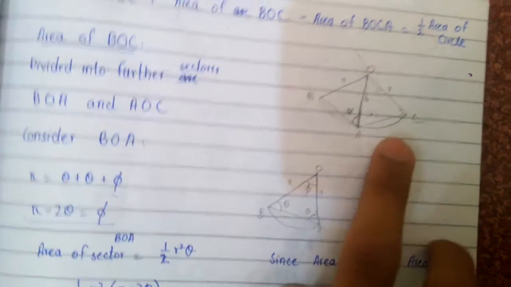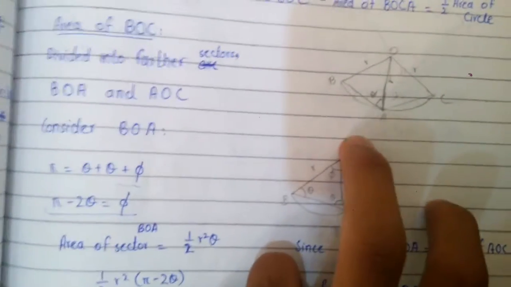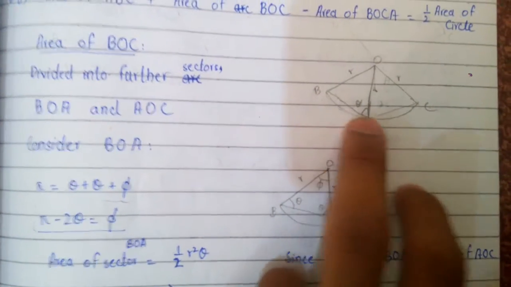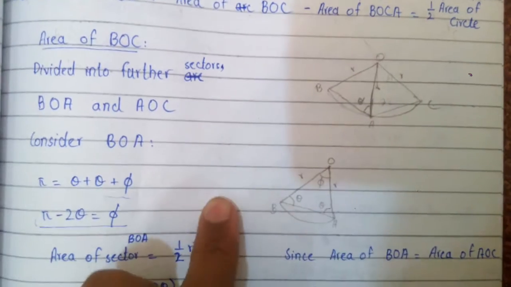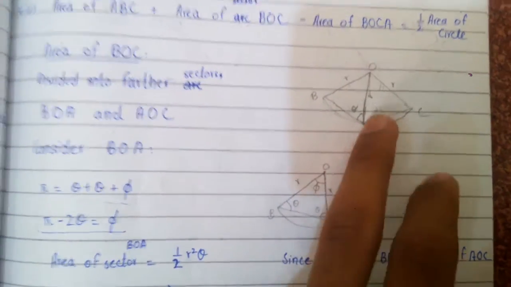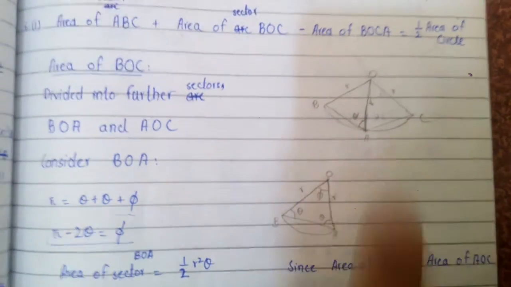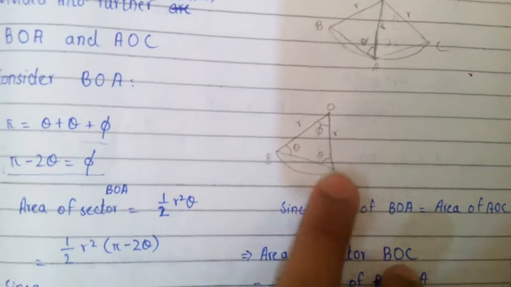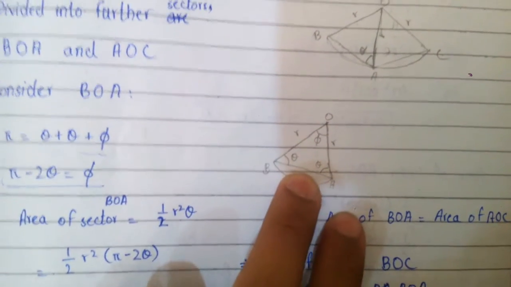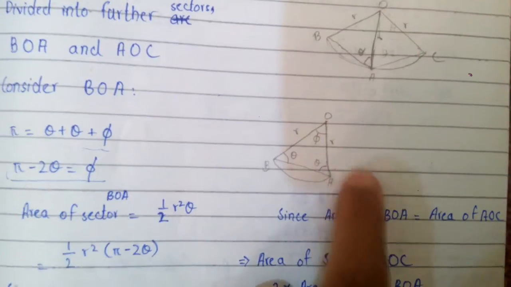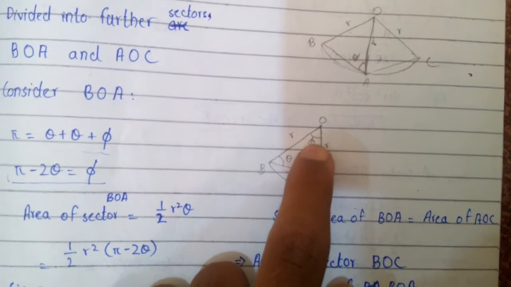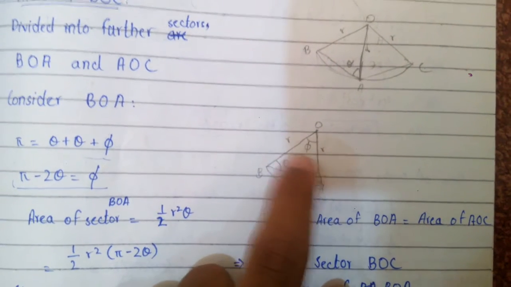In order to find this area, you have to divide this thing into two further sectors, AOB and AOC, and we know that the sectors are equal. So first we're going to focus on AOB alone here. In order to find the area of the sector AOB, S is equal to half R squared theta. You're going to need the theta, which is phi over here, and R, the radius.